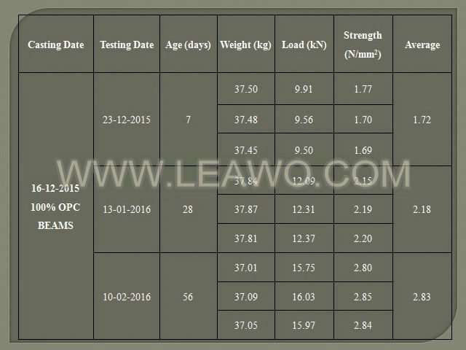As we did for the compressive strength test and split tensile test, we also tabulated the result we obtained from the flexural strength test. In this tabulation, we have casting date, testing date, age, weight, load, strength and average. The tabular column indicates the testing of 100% OPC beams. The casting date was 16/12/2015 and the testing dates were 23/12/2015 for 7 days, 13/1/2016 for 28 days and 10/2/2016 for 56 days. The average strength was obtained to be 1.72 for 7 days, 2.18 for 28 days and 2.83 for 56 days.